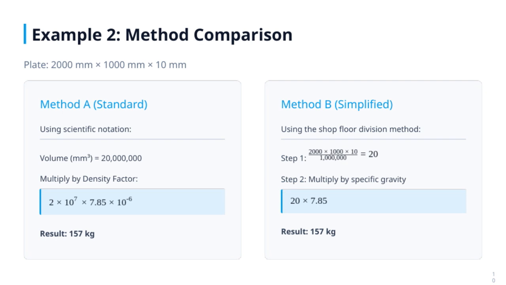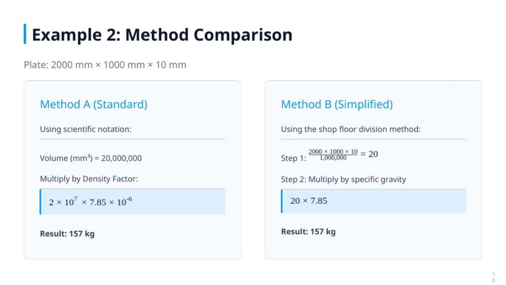Now, to find the volume, we multiply by the density factor, which in this case gives us a volume of 20 million cubic millimeters, or 20 million mm³. Notice that we're using scientific notation here to handle such a large number efficiently. Moving on to method A, the standard approach, we look at a plate dimension example, 2000 by 1000 with a thickness of 10. This helps us visualize how the volume is calculated in a more conventional way.